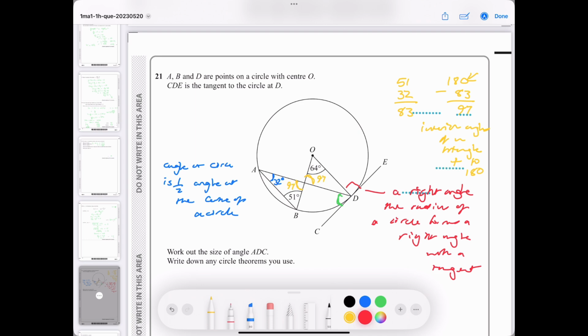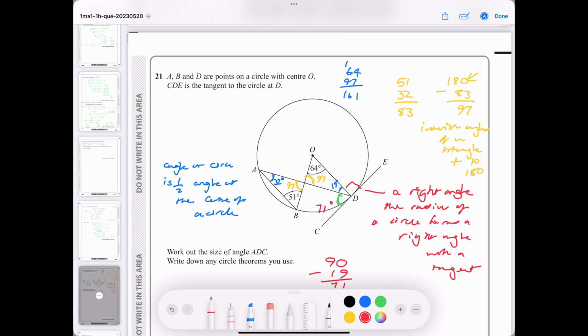So that means we know that this little one over here is 64 plus 97, which is 161. So we know that that's 19. So we know that ADC is going to be 90 minus 19, which is 71. And that is how you find that.